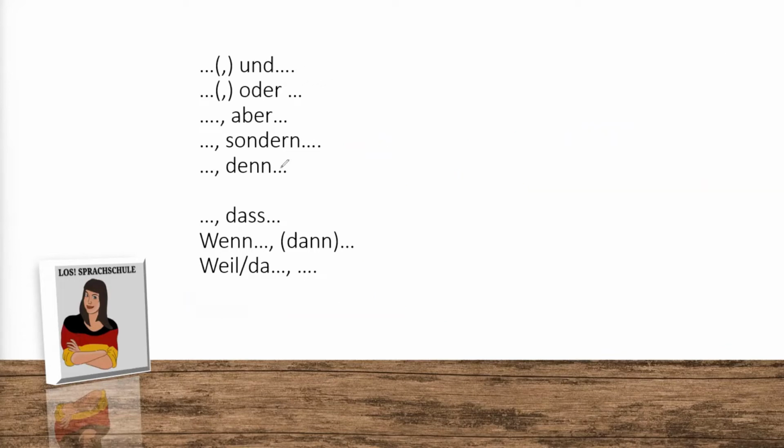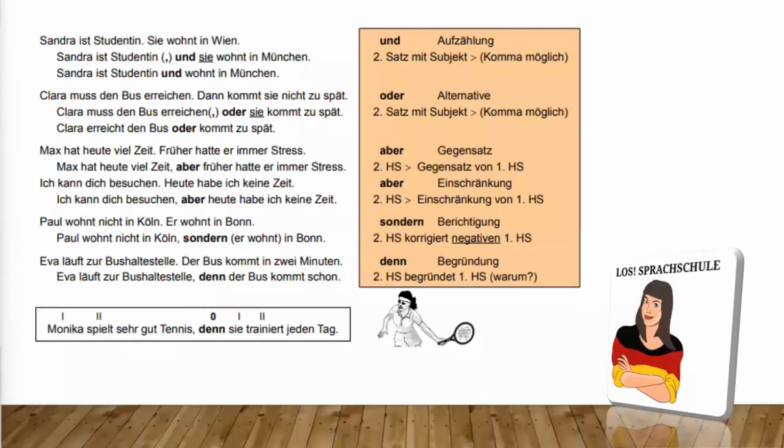Now, what do I have here? We have two different areas. The first one is when we want to connect a main sentence with another main sentence. We can use und, and, oder, or, aber, but, sondern, instead, or denn, because. I talked about it in another video. I explained every part. You can check it out. There are also exercises, and I think it will help you if you haven't watched it yet.